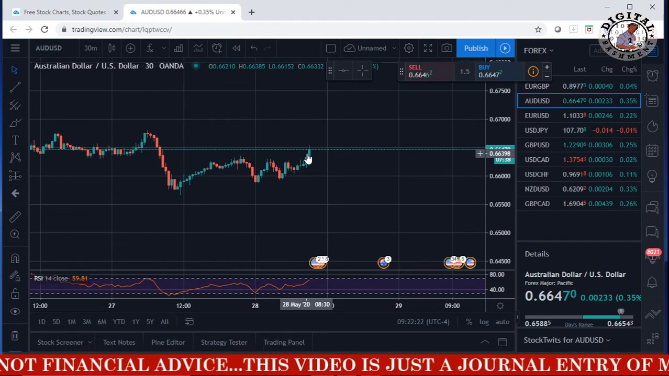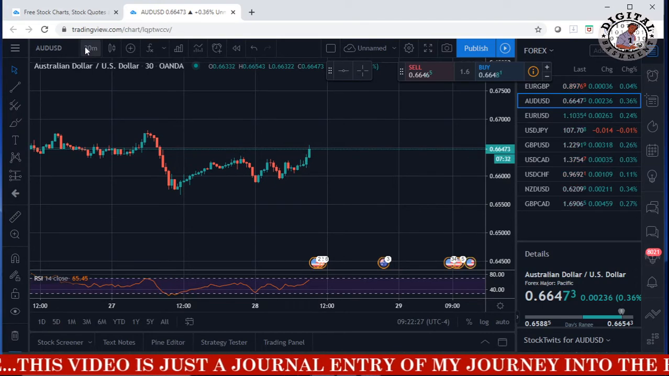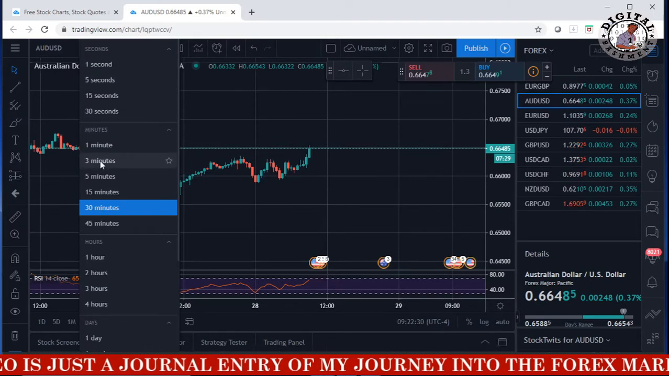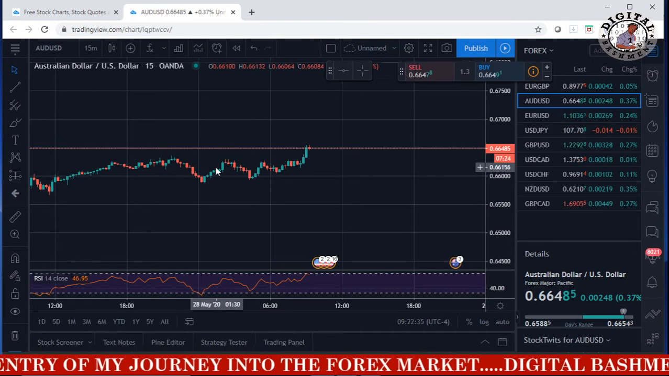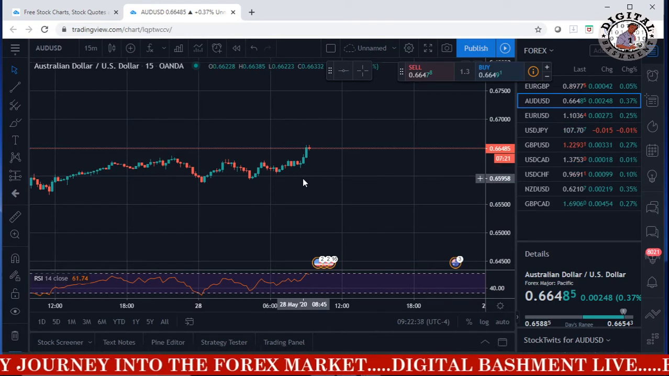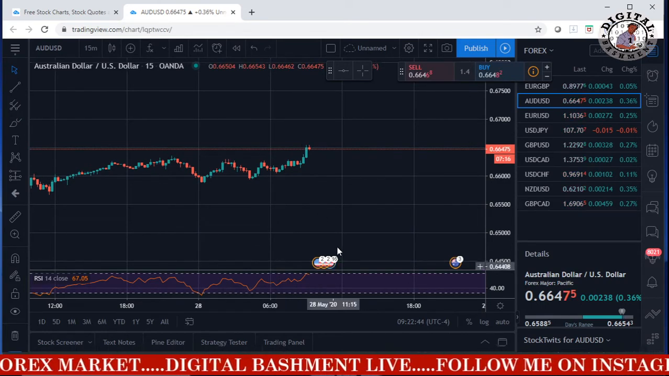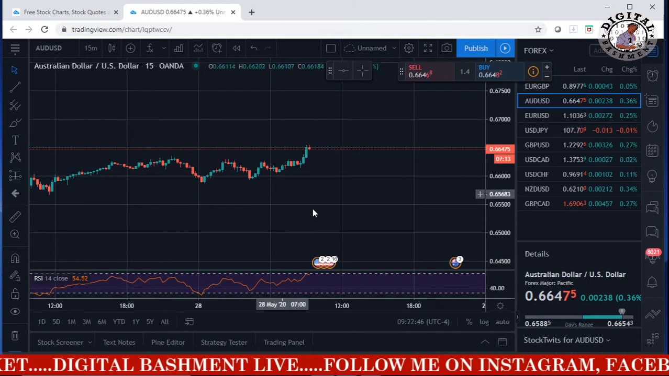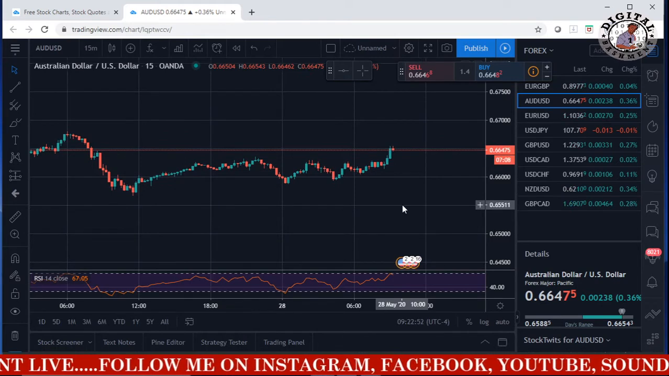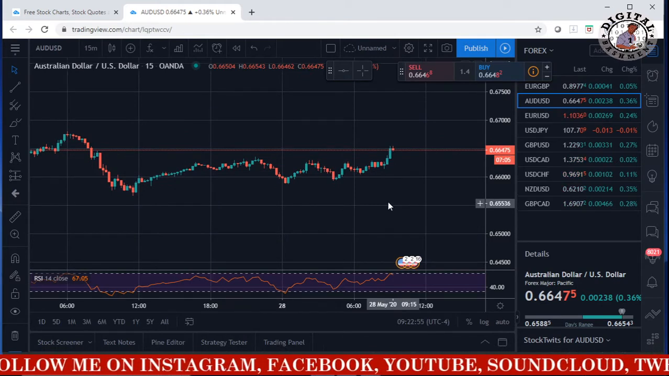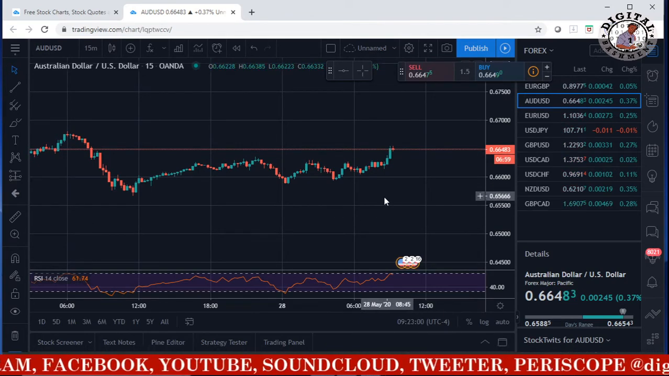So I will go down to 15 minutes and still we're going up. So all right, definitely we're going to trade Aussie USD. All right, so the reason why I use TradingView first is because it allows me to see better. I could see the graph better. I could scroll in, scroll out, zoom in, zoom out, you know, I could see much better.